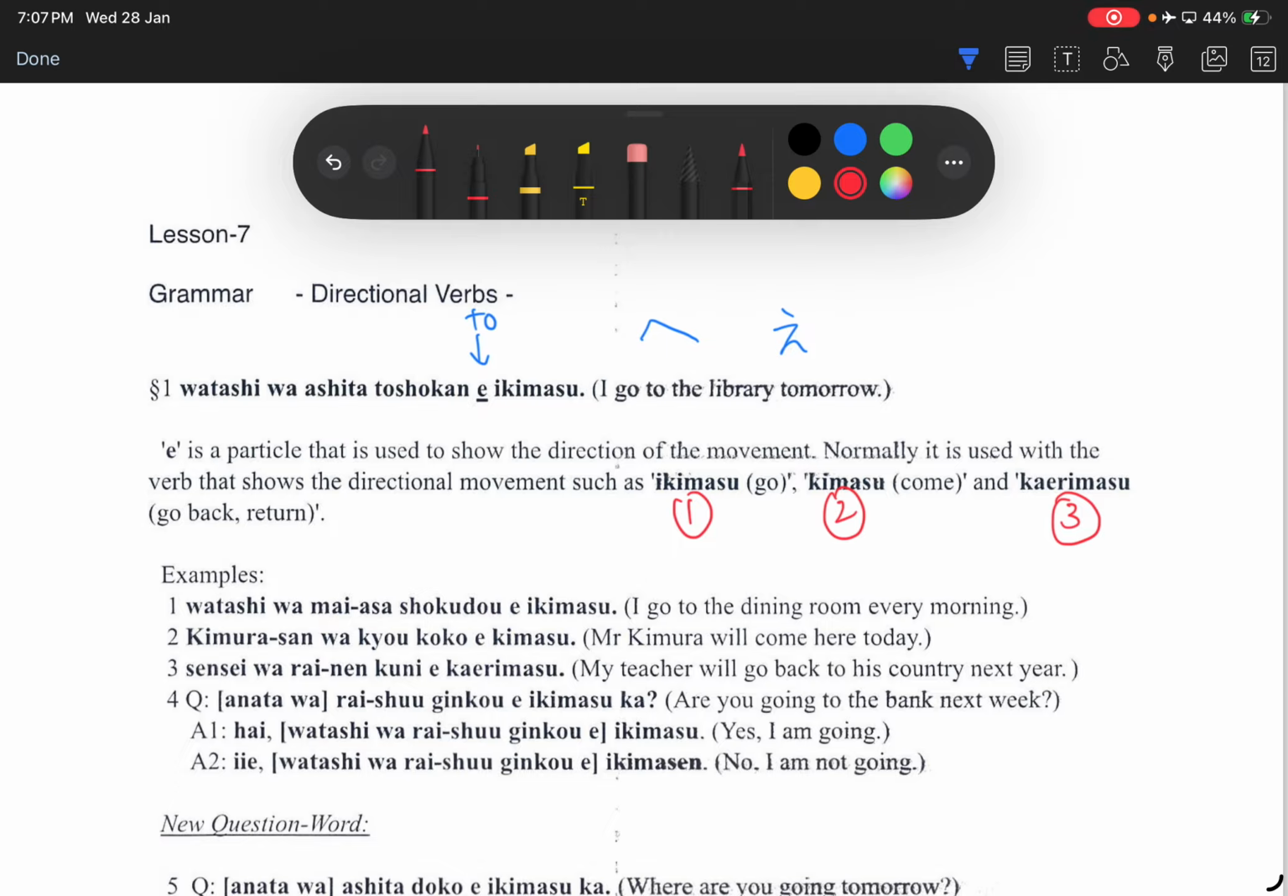So basically, they must have a direction. So go to, come to, go back to. Right, so you can think of this directional verb as the English equivalent of to. So basically it is a to. So over here, 私は明日図書館へ行きます. So to library I go.